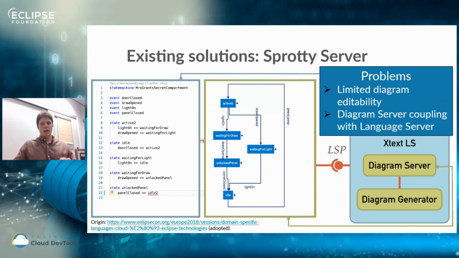Unfortunately, the diagrams had limited editability because Sprotty itself doesn't provide infrastructure for diagram editing, just for mere visualization. Also, it only communicated with language servers through actions protocol, which is also limited and not initially designed for graphical data interchange. Also, since diagram server is tightly coupled with language server, it restricts further extension by providing new representation of the same language model.